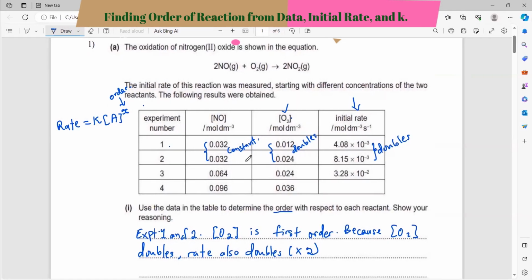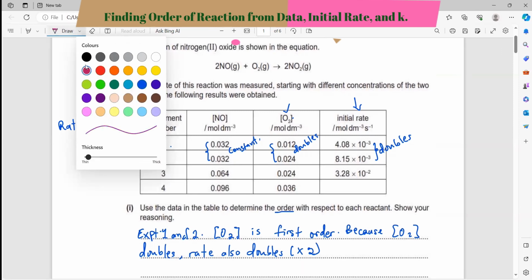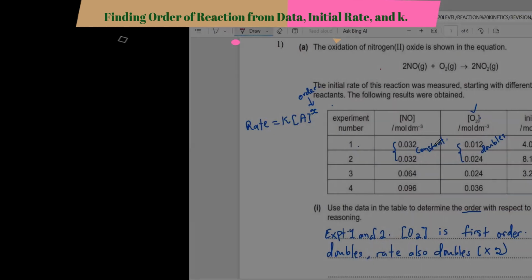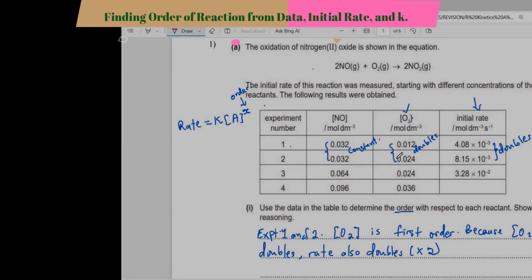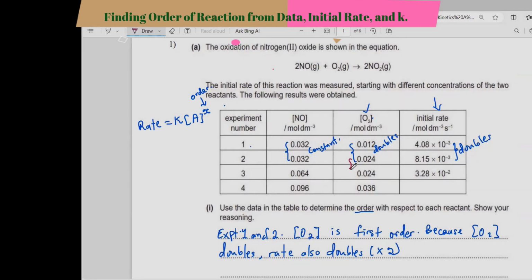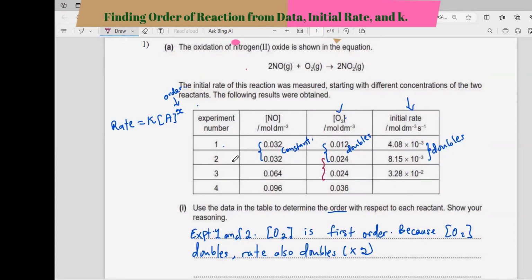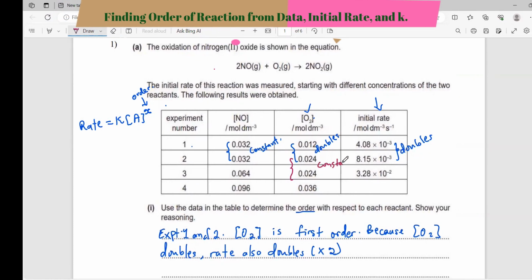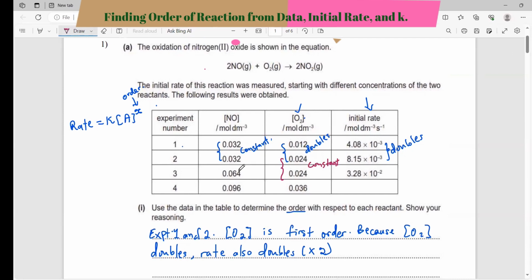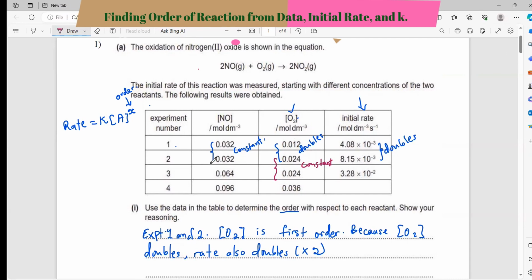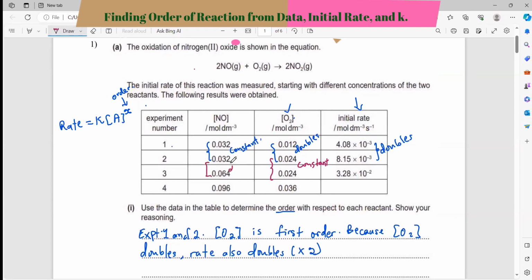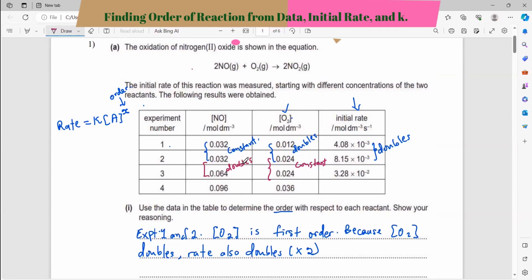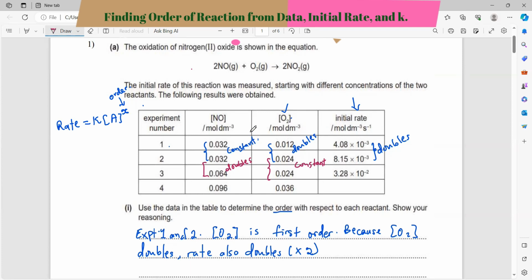So now moving to your nitrogen(II) oxide, let me change my pen. I'll go to this color. So for nitrogen(II) oxide, I will look for where the concentration of your oxygen is constant, and behold, you have it here on experiments 2 and 3. So when it's constant, I would use this. Now, what happens here? This also doubles, right? So the concentration of your nitrogen(II) oxide doubles.